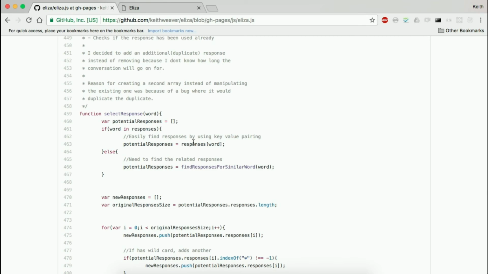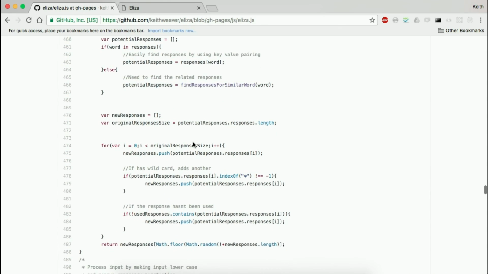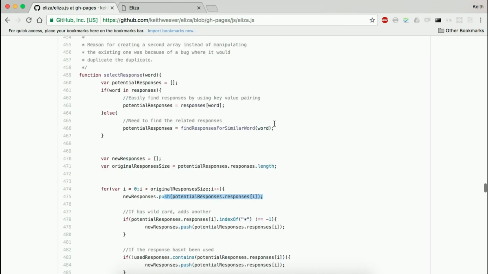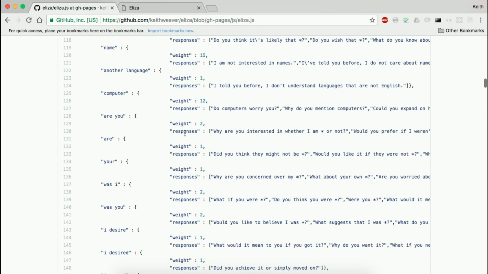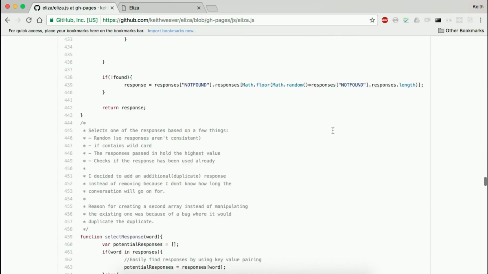The select response is a main function that picks what you're going to say back. It passes in a word like "I am happy." If you pass in "I'm extremely happy," it would still pass in "I am happy." It looks at its potential responses and checks the similar responses, creating a list of words. Essentially every single potential response, scrolling back up here, you know how there's "I am" and "are you" with a bunch of responses, every single one gets considered at least once.